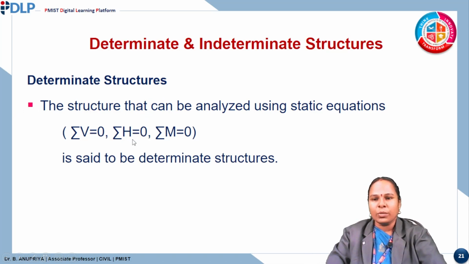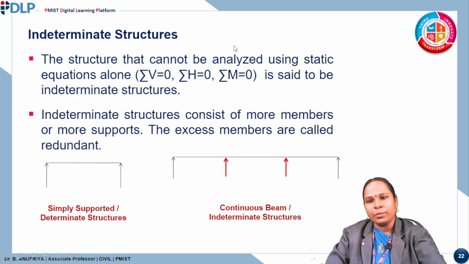Determinate structure is nothing but the structure that can be analyzed using the static equations. That is, sigma V is equal to 0, sigma H is equal to 0, and sigma M is equal to 0. This is called a determinate structure. For example, a simply supported beam is a determinate structure. The other is an indeterminate structure.